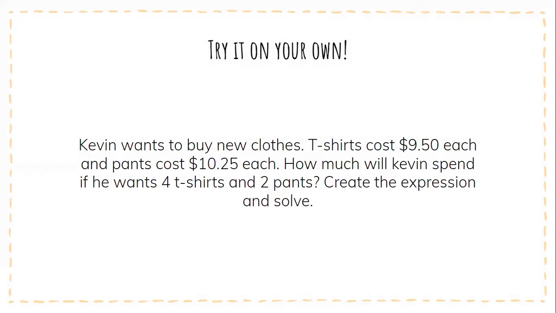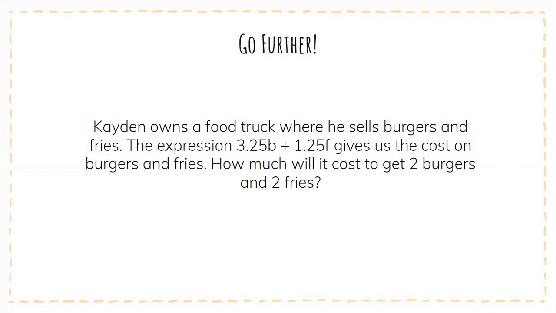And then we have one last one, the try it on your own. This one is, again, a little bit different than the last one we did. I'm going to read you the problem. It says, Kevin wants to buy new clothes. T-shirts cost $9.50 each, and pants cost $10.25 each. How much will Kevin spend if he wants 4 t-shirts and 2 pants? Create the expression and solve. So in our go further section, they had given us the expression using the B and the F for burgers and fries.